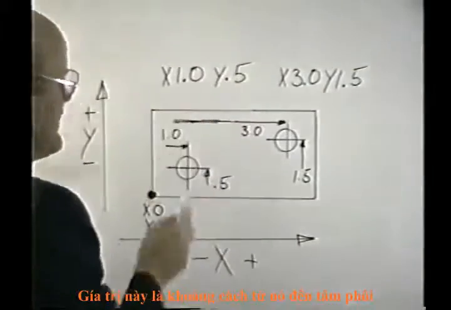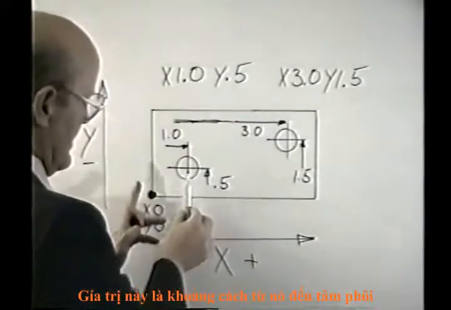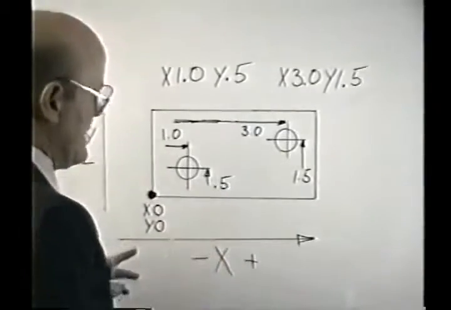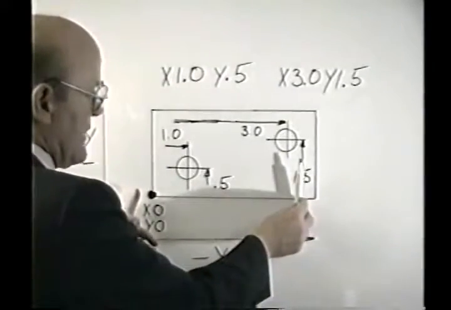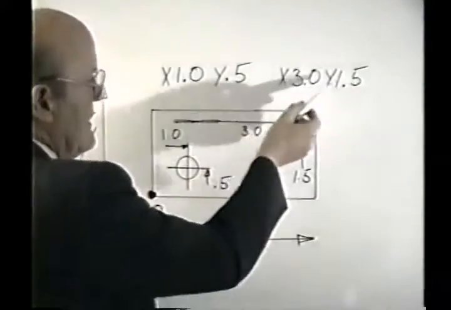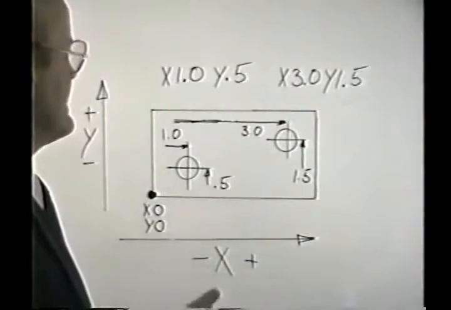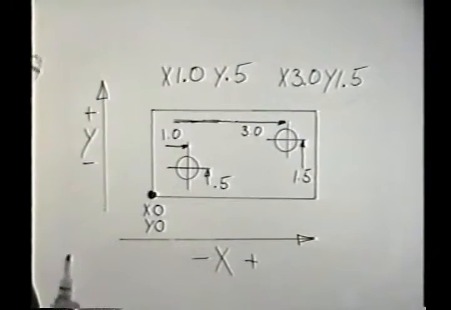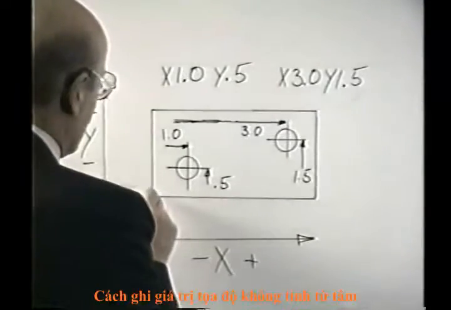This dimension represents the distance from 0 to this hole in the x direction and in the y direction. And so does this. From here all the way to here is 3 inches. And from here all the way up to where the hole is located is 1.5. Now that's the normal way of programming today. Now let's take a look at an example where the dimensions cannot come from this point.